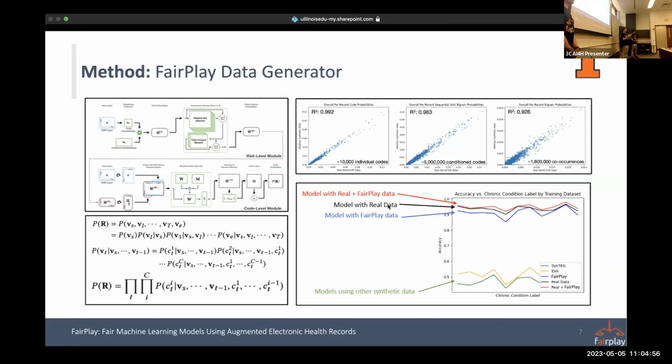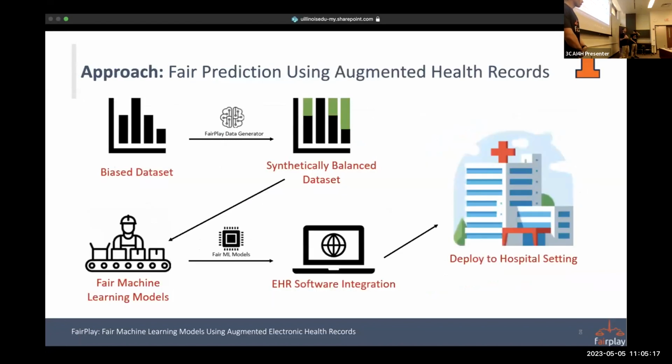In this case, demographic, socioeconomic conditional types. We've extensively validated this. On the top right here, we show that the data looks just like real data. And on the bottom right, we have some results that show that our data basically provides the utility of real data. So we're really simulating, quote unquote, new real patients. And using those new real patients, we're able to synthetically balance the data set. We can put it back into our flow.